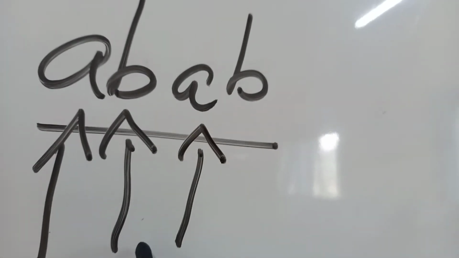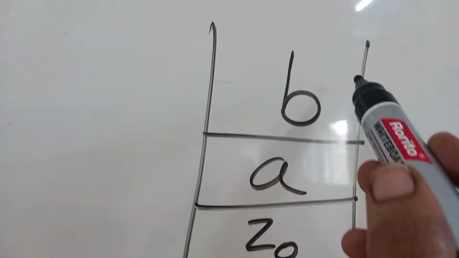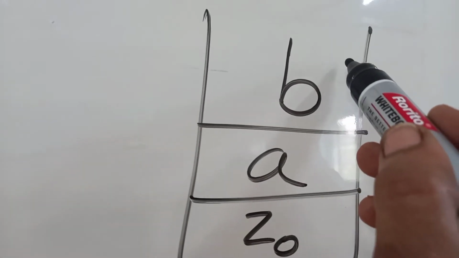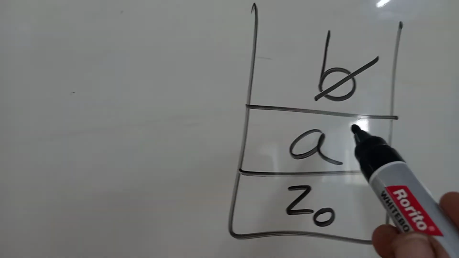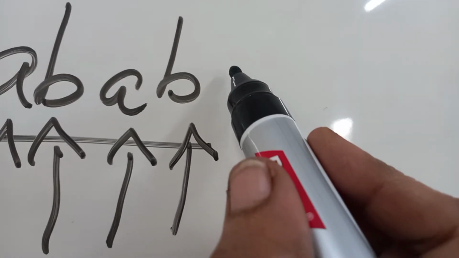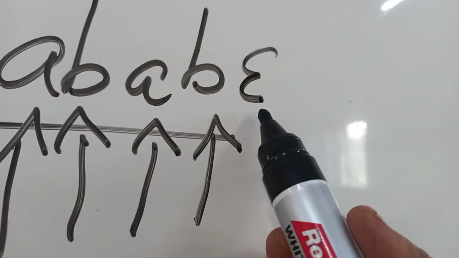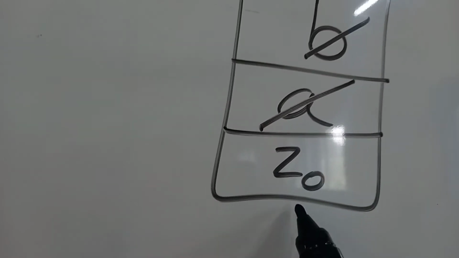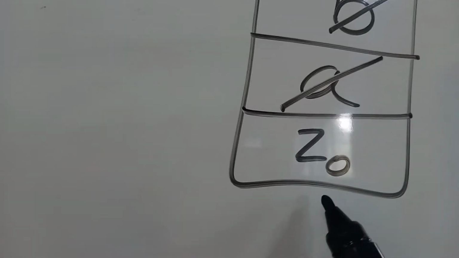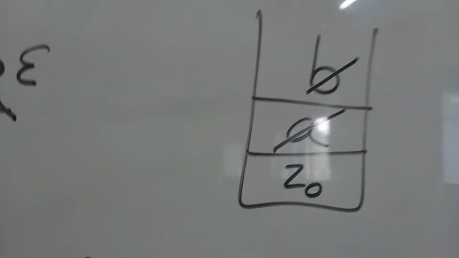The next input symbol in the string is A. If this is the case, we need to pop the topmost element from the stack. The next input symbol is B, so now we need to pop the topmost element from the stack. After that we have reached the end of the string, so the next input symbol is epsilon and the topmost element is Z0. This indicates that we have reached the end of the string.